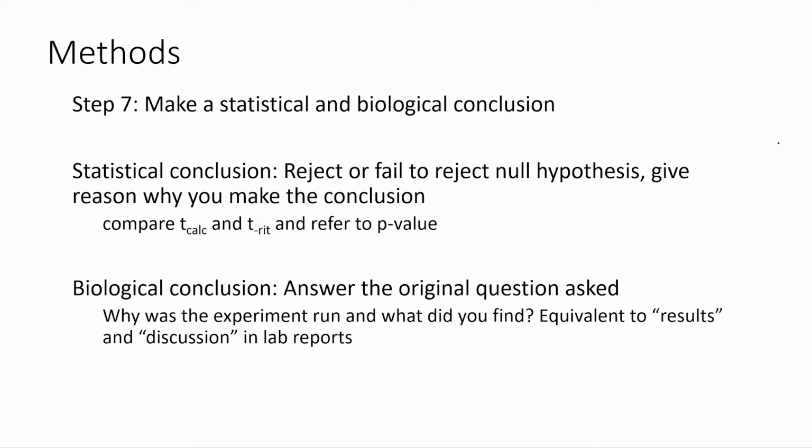So as an example, let's say for the pH for plant growth, we may find that our calculated value is more extreme than our critical value, and our p-value is less than 0.05, so we reject the null hypothesis and accept the alternative. That would be our statistical conclusion. Our biological conclusion may then be that adding fertilizer to the soil significantly changes the pH of the soil or the growth of the plants. So those are the kind of answers that I'm looking for when I ask you to give me statistical and biological conclusions.